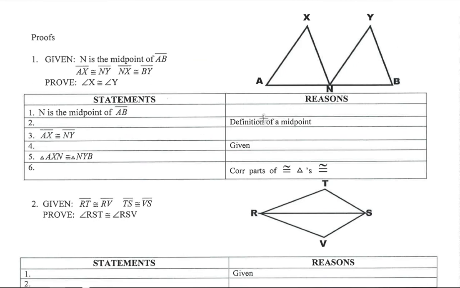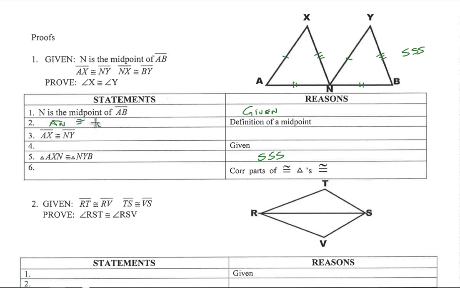We want to prove that N is the midpoint. So if we can prove that AN is equal to NB, or segment AN is congruent to segment NB, basically we've got N is the midpoint. That gives us a side, and then we got the other two sides given to us. So it's going to be a side proof.